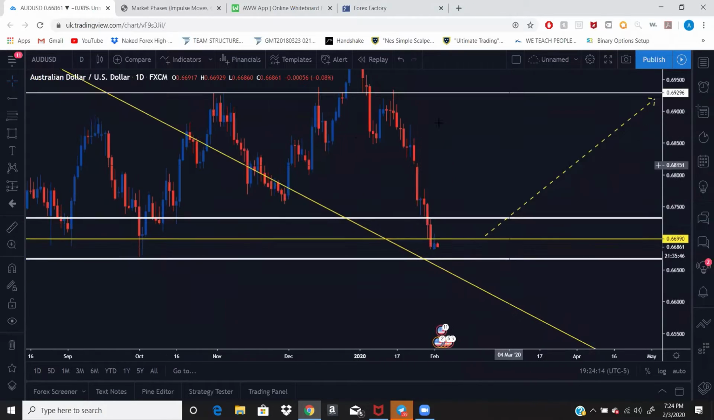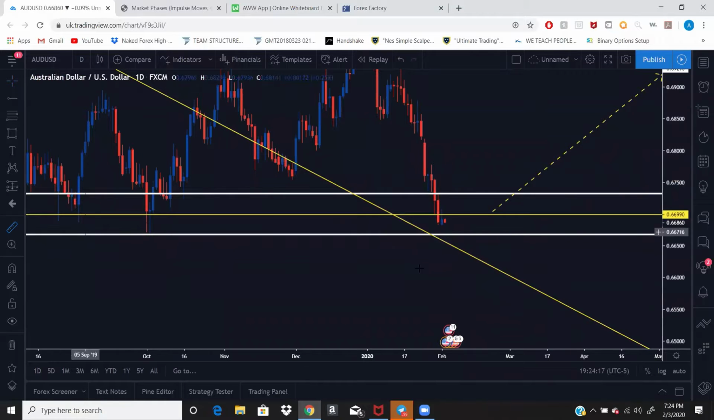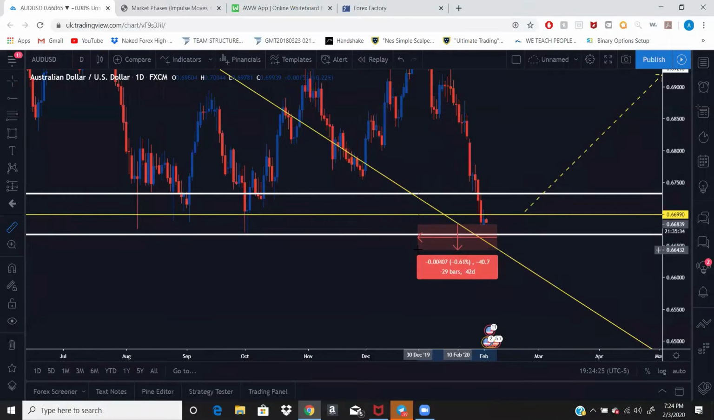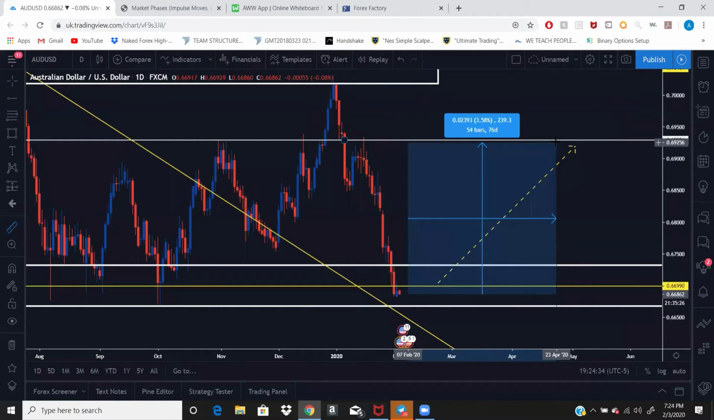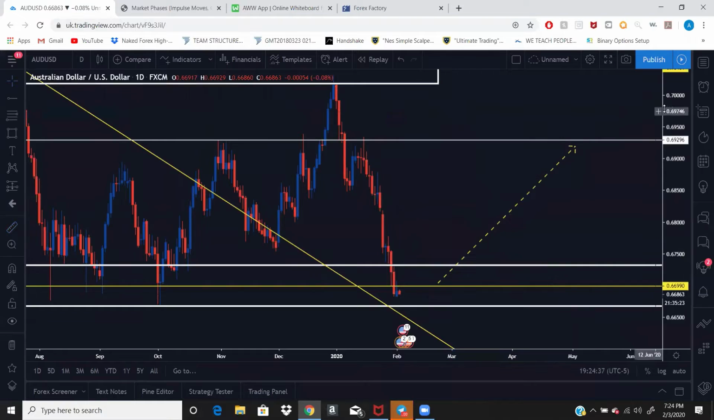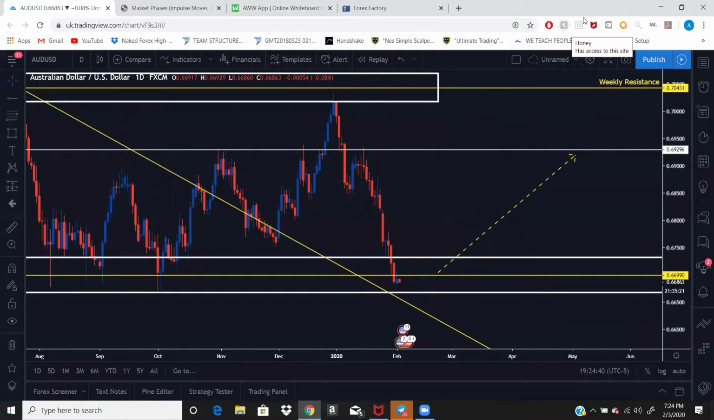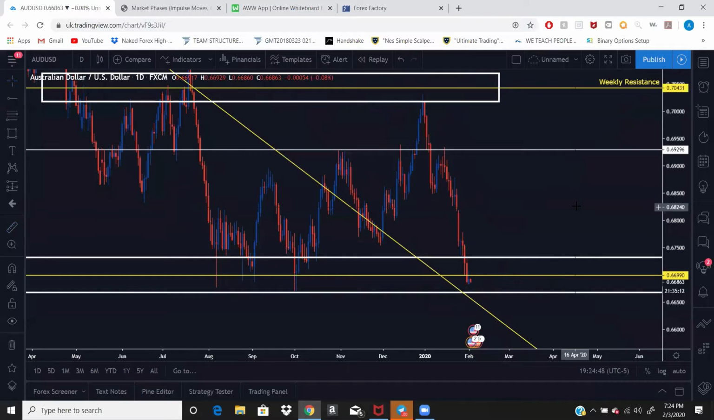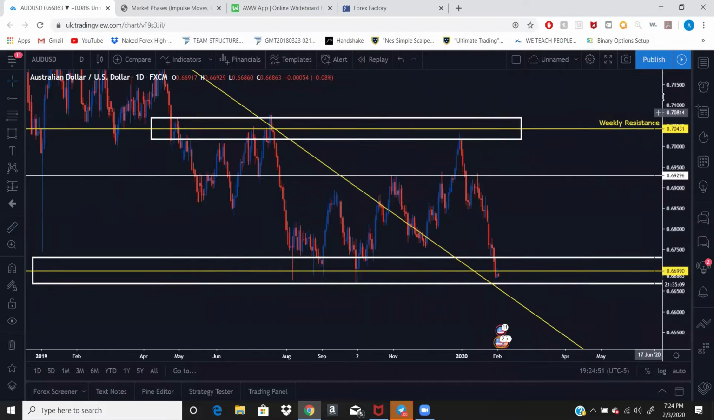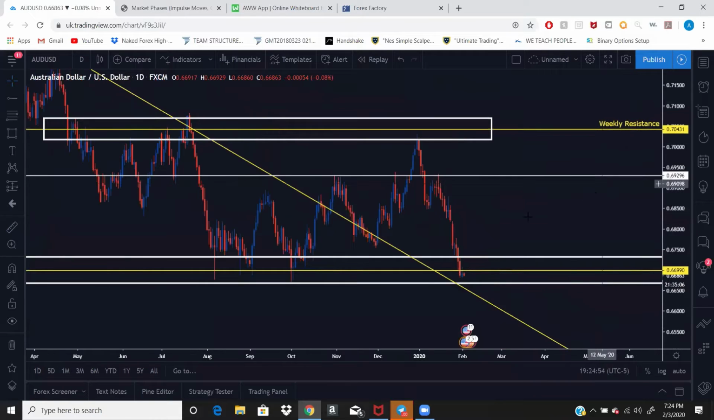So let's calculate this. So we are right there. Risk would be, let's say, 40 pips. And TP 240. Okay, so 1 to 6 risk reward. So this I'm pretty sure I'm gonna call for a buy as soon as we get through the all pairs.